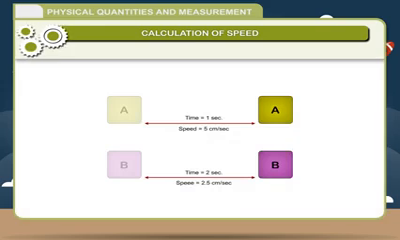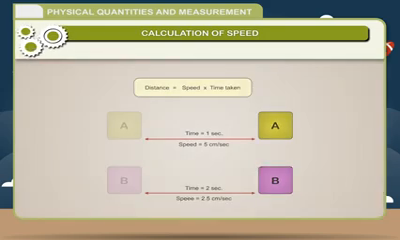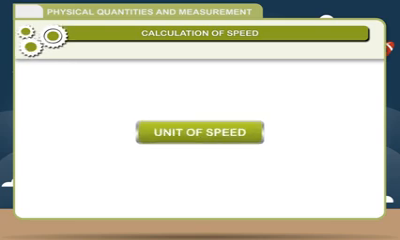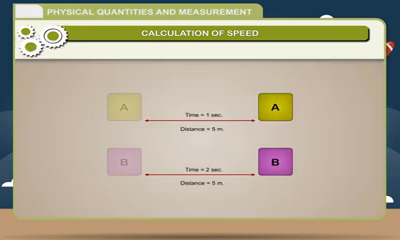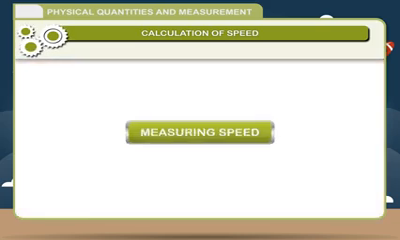If the speed of an object and the time is known, then distance traveled can be calculated by the formula: distance is equal to speed into time taken. Unit of speed. The unit of speed depends upon the units of distance traveled and time taken. The SI unit of distance is meter and time is second. Thus, the SI unit of speed is meter per second. The other units are centimeter per second and kilometer per hour.